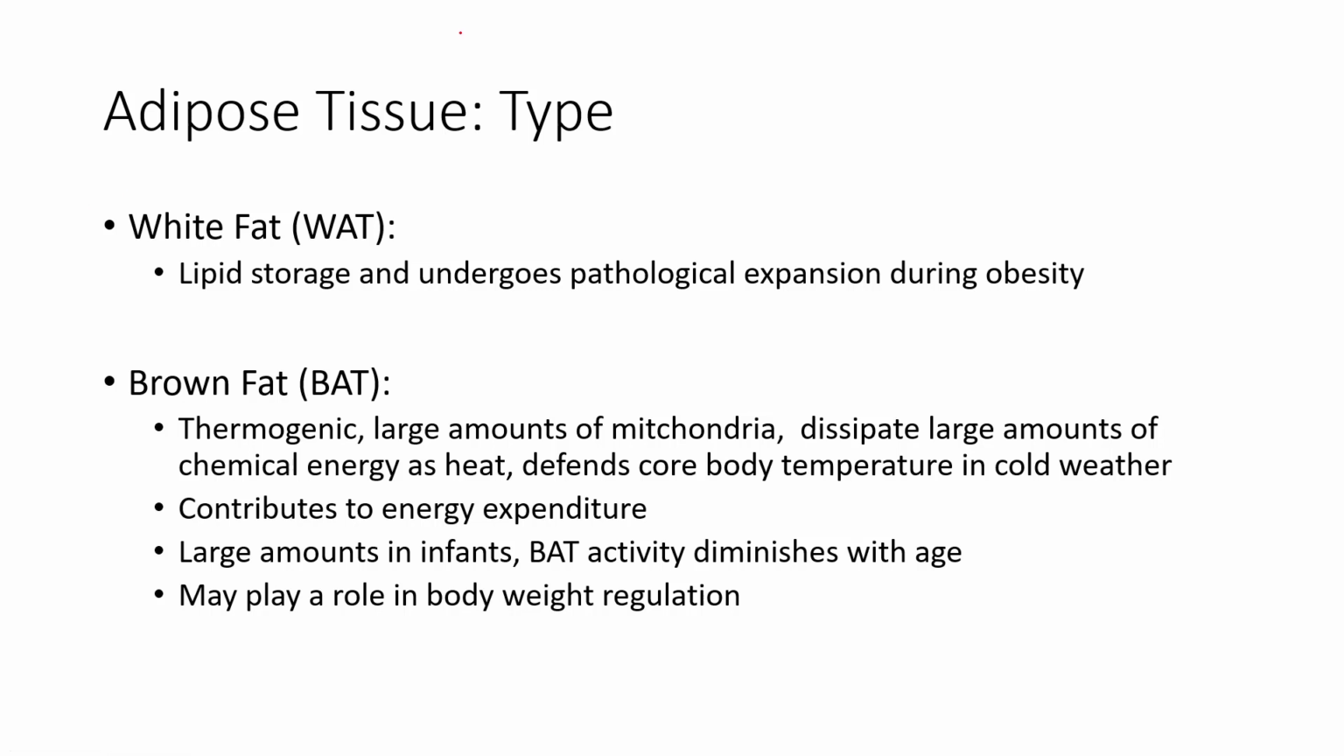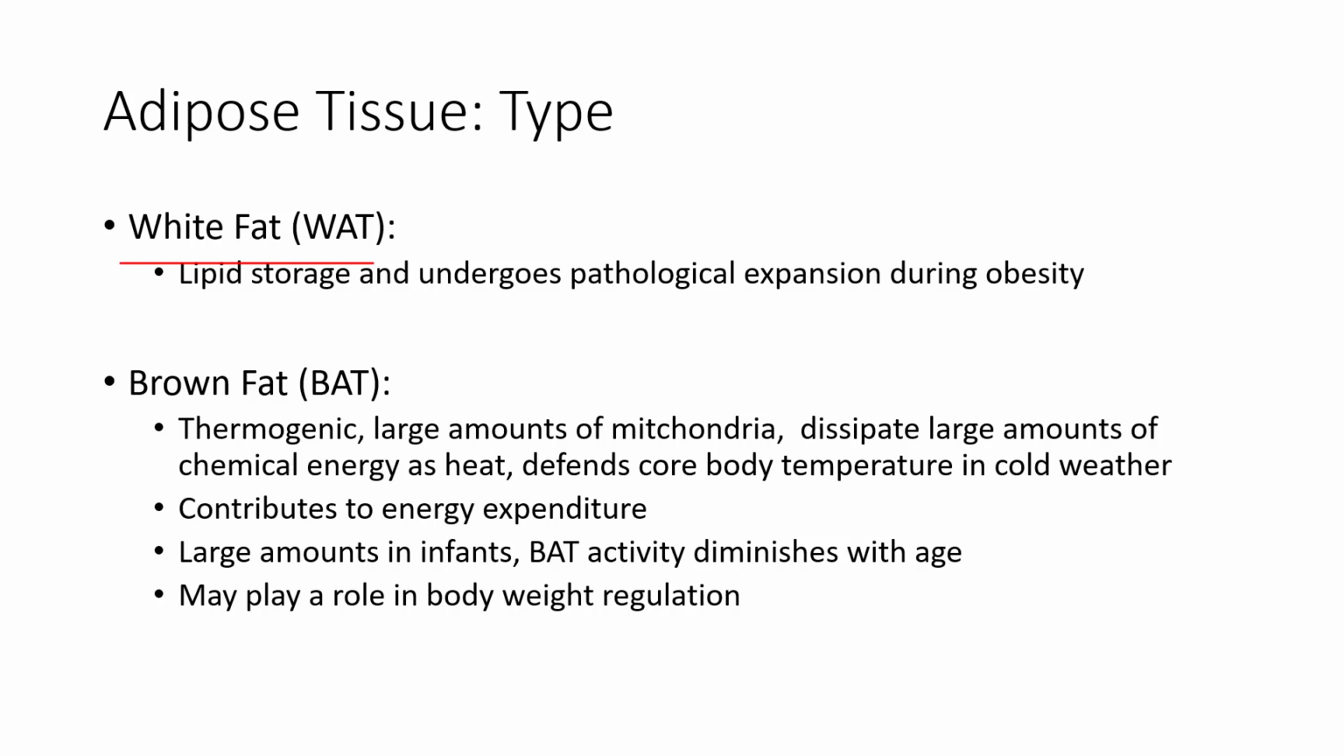So we've got white adipose tissue, or white fat, which is what we think of when we're thinking of obesity. We use it for lipid storage, and it undergoes pathological expansion during obesity. Some of its properties change. The innervation to the fat changes. We actually see a loss of sympathetic innervation to it. So there are a lot of changes that happen to the white adipose tissue in obesity. But when we're really talking about an overaccumulation of adipose tissue, we're talking about white adipose tissue.